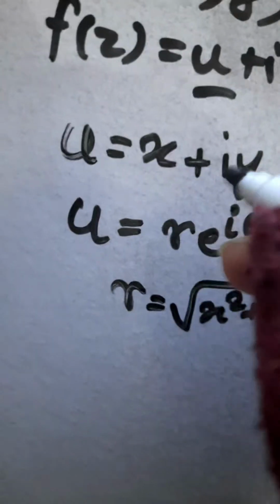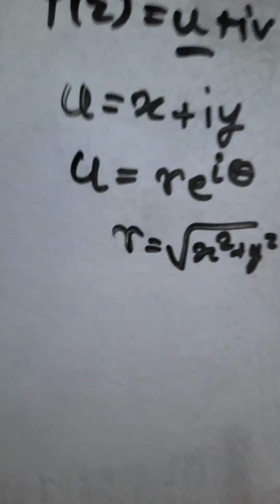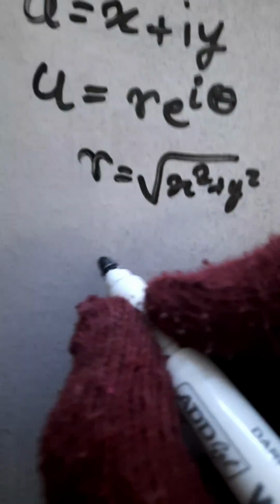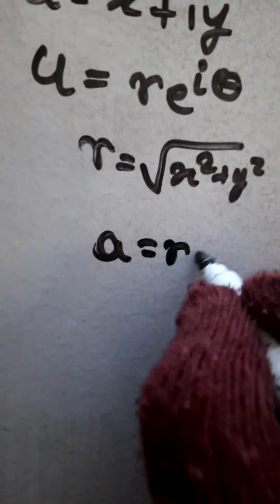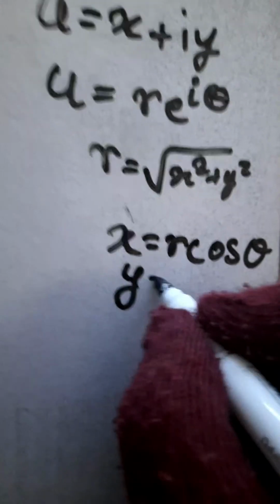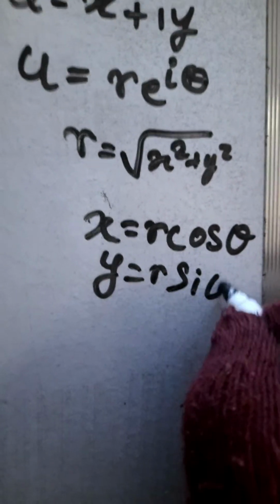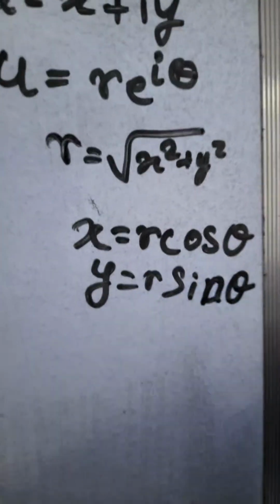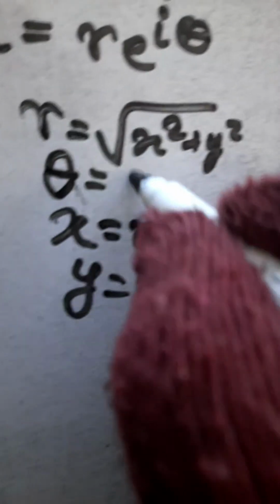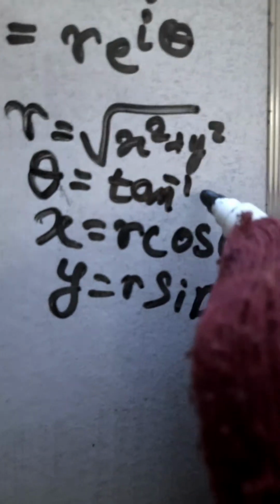We can convert these, okay? Let me tell you. x is equal to r cos theta, and y is equal to r sin theta. So it is totally interconvertible, okay? There is r, so r is this. e is a constant, i is a constant. Theta we can also find: theta equals tan inverse of y by x.